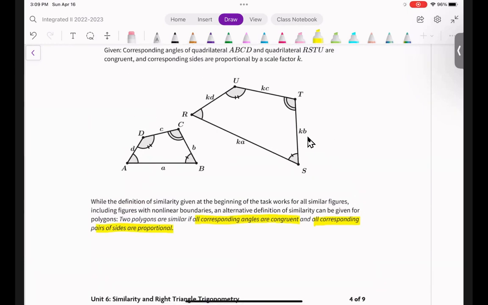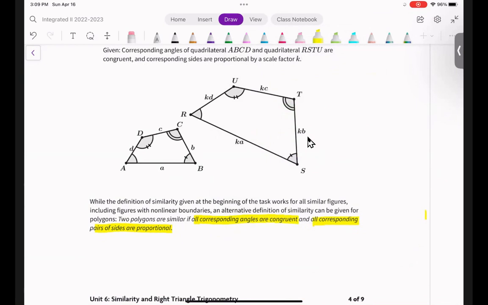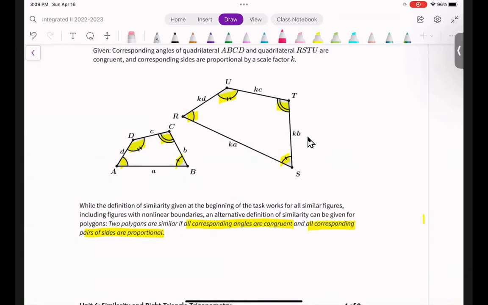So we've got congruent angles. Sorry, let's go. Congruent angle, congruent angle, congruent angle, and so on for all eight angles. So this one right here, that's checked.